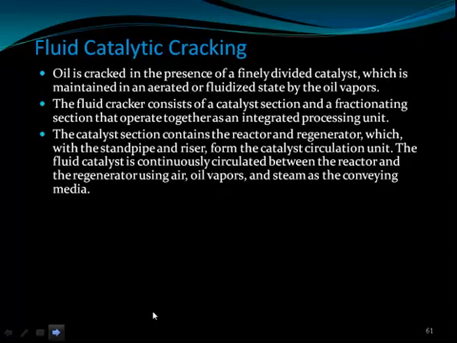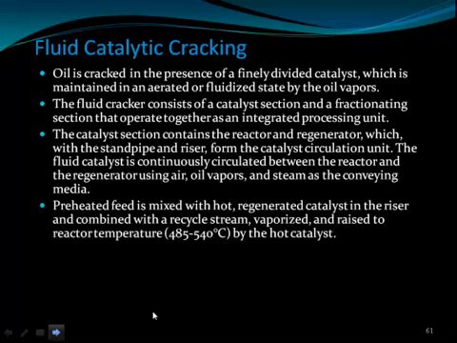The fluid cracker consists of a catalyst section and a fractionating section that operate together as an integrated processing unit. The catalyst section contains the reactor and regenerator, with which the standpipe and riser form the catalyst circulation unit. A fluid catalyst is continuously circulated between the reactor and the regenerator using air, oil vapors and steam as the conveying media. Preheated feed is mixed with hot regenerated catalyst in the riser and combined with a recycled stream, vaporized and raised to reactor temperature by the hot catalyst.